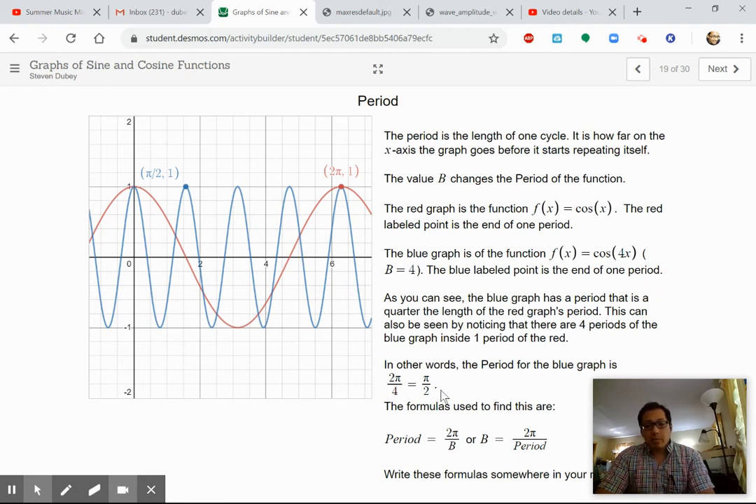There's a couple of formulas we could use for this. One is that the period of a transformed function is normally 2 pi, divided by b, because b tells you how many cycles go inside there. So 2 pi divided by b is the new period. Or if we switch things around, if we have a graph of a function, the value of b is 2 pi divided by whatever its period is. So that's another thing to write down somewhere, these 2 formulas.